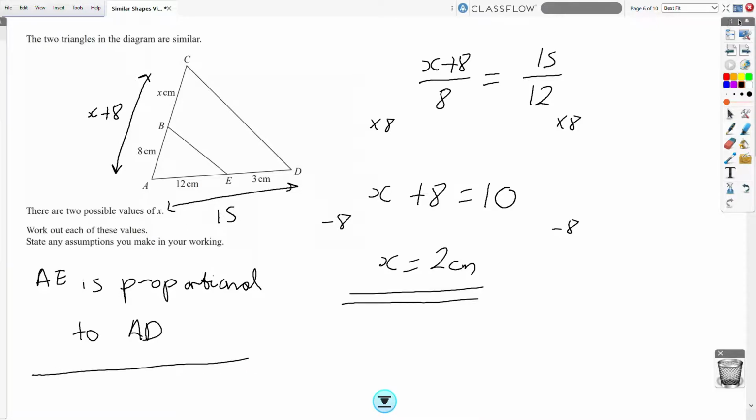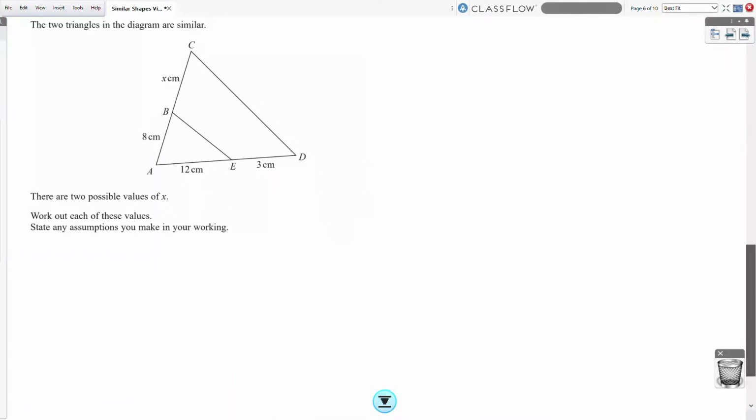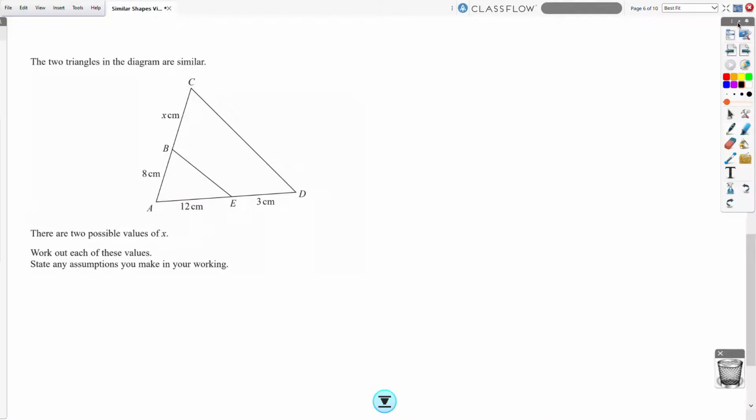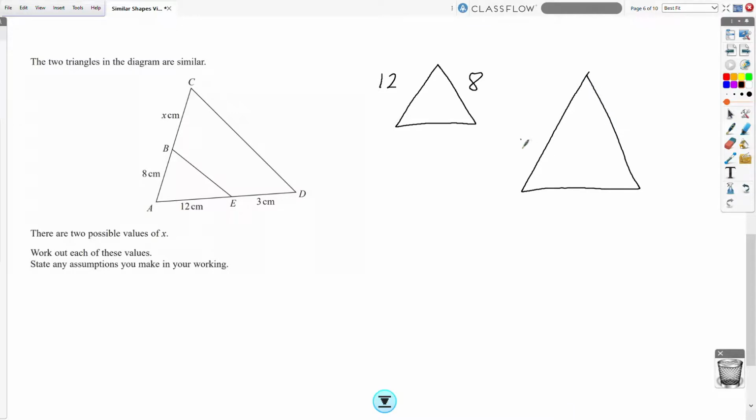Now, to work out the second value of x, it's a little bit harder. You have to use another proportional method here. So we'll draw out two triangles, a big one and a small one. So in the small triangle, I've got lengths of 12 and 8. And in the big triangle, I've got a length of 15 over here, and then x plus 8 over here.